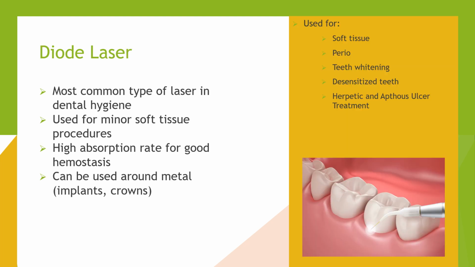And lastly, we have the diode laser. It's the most common type of laser in dental hygiene. It's used for minor soft tissue procedures. It has a high absorption rate for good hemostasis. Can be used around implants and crowns. It's mainly used for the soft tissue. It can be used in perio, teeth whitening, desensitizing teeth, and herpetic ulcer lesions.